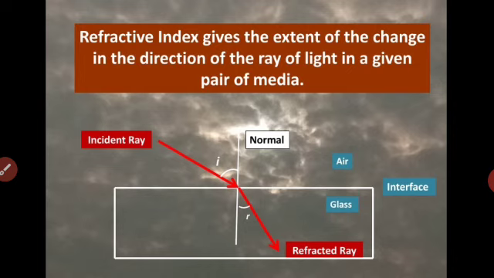So, the physical meaning of the refractive index is that it is telling us by what amount the light ray is bending when it is entering into the other medium. It is not necessary that the light ray will always bend towards the normal. This we have seen in the previous videos, that light can bend away from the normal as well, which depends on the optical density of the medium.